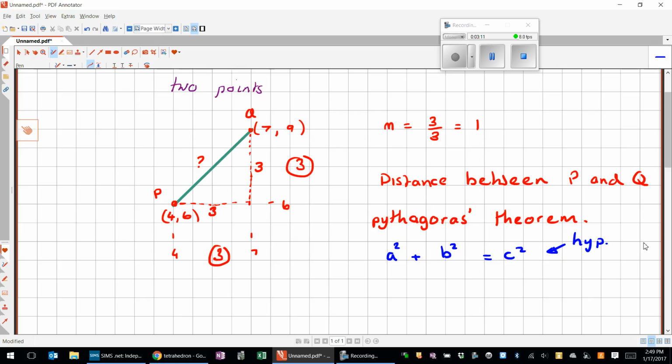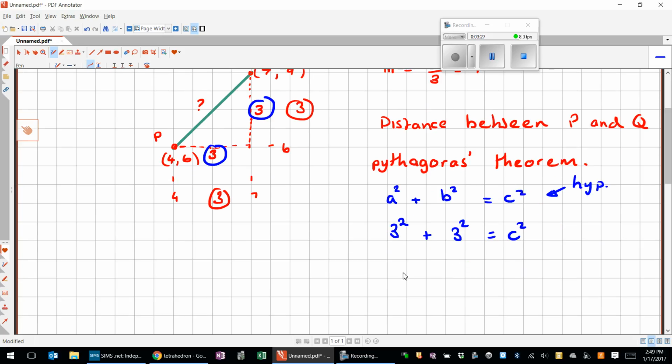So what we do, we chuck it in, we've got 3 squared plus 3 squared. You happy with that? So the 3 and the 3, and that equals c squared. Which is? Okay. So we've got 9 plus 9, which is 18. So c is the square root of 18.